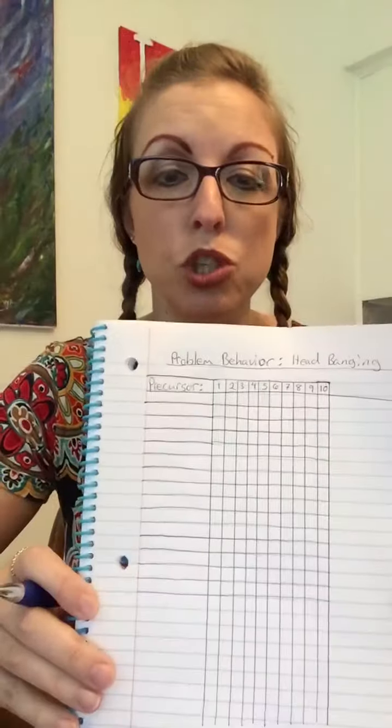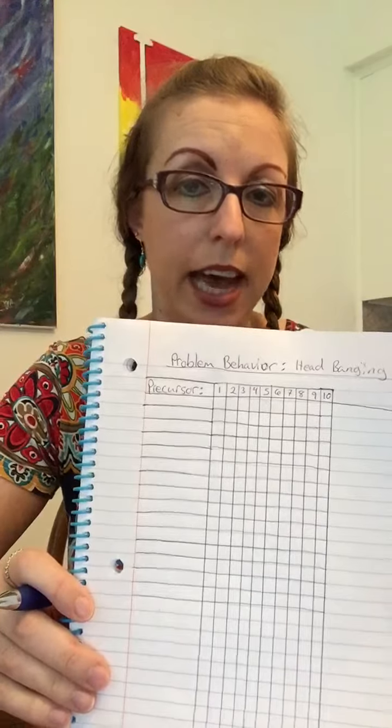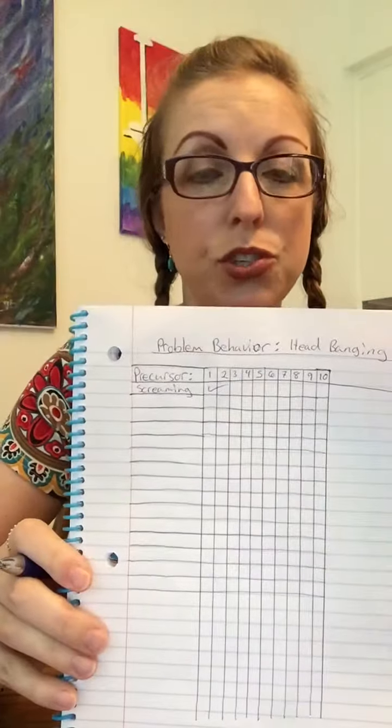So let's say, for example, as we're looking at our data sheet, I observe that a child screams right before banging his head. So I would just write screaming, and then I would check in number 1. So I would just do something like that.